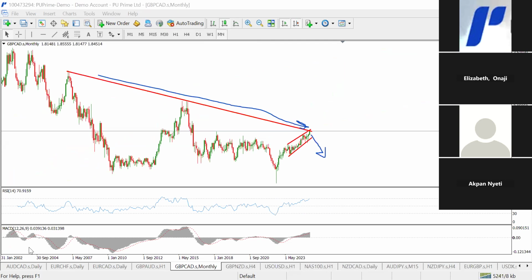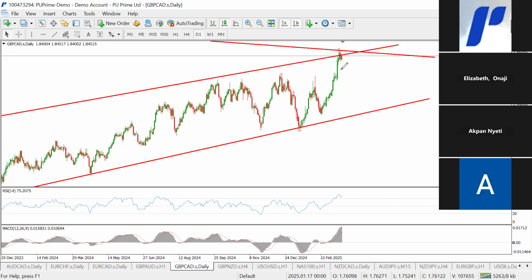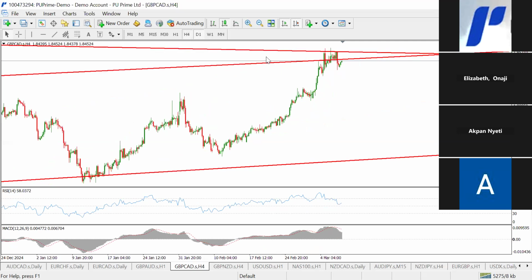That's the GBP CAD. And we go down to the daily. You can see there's actually a confluence here between the trend line from the monthly time frame and the trend line from the daily time frame. So that is also another indication of a bearish movement or a bearish trend on this instrument. If we go down to the 4 hour, you can see at that same confluence point, there's a reaction.